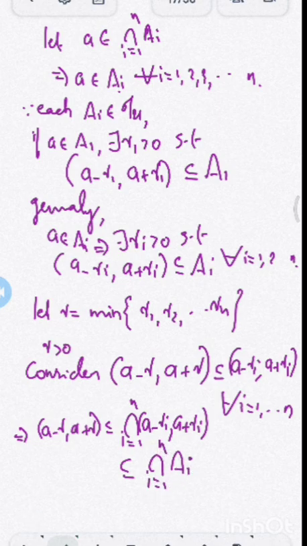So when you take an element small a from this intersection, we get a real number r such that (a − r, a + r) is contained in that intersection set. So this intersection set has the required property of tau u. Therefore, the intersection over i equal to 1 to n of Ai is a member of tau u. So tau u has all the properties of a topology. Therefore, tau u is a topology on the real line, and this topology is called the usual topology or standard topology of the real line.